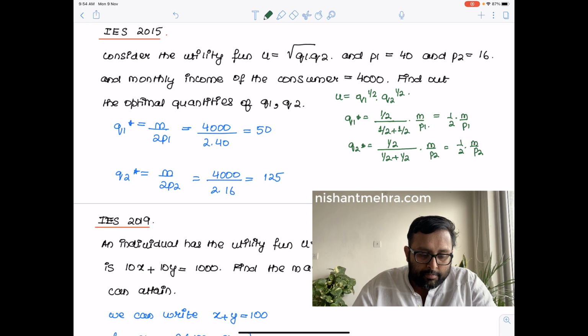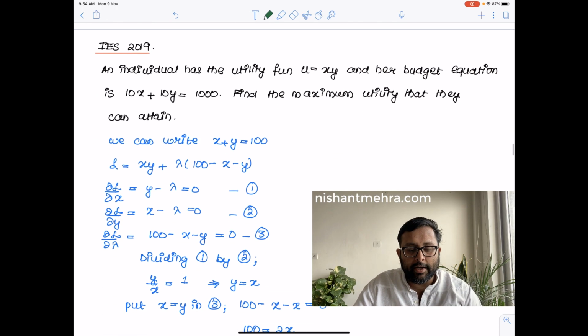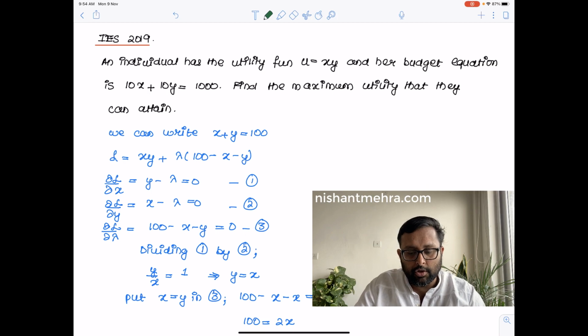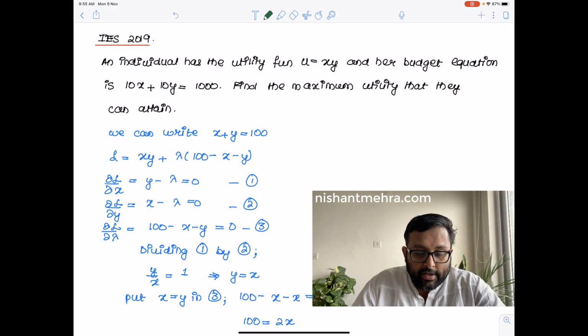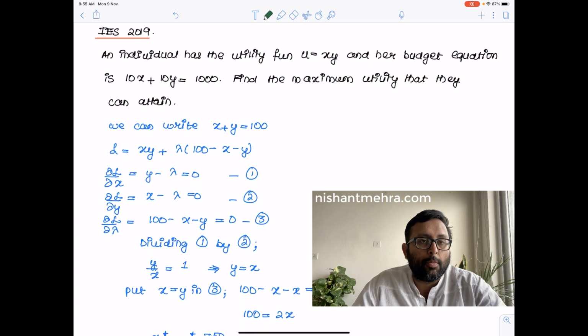Then this question came. An individual has the utility function u equals xy, and her budget constraint is 10x plus 10y equals 1000. So find the maximum utility that they can attain. Of course, you just have to find out the optimal bundles. So how will you find that out? You'll find that out using the Lagrange. And once you've found the optimal bundles, you just have to substitute them back into the utility so that you can get the maximum utility that they can obtain.